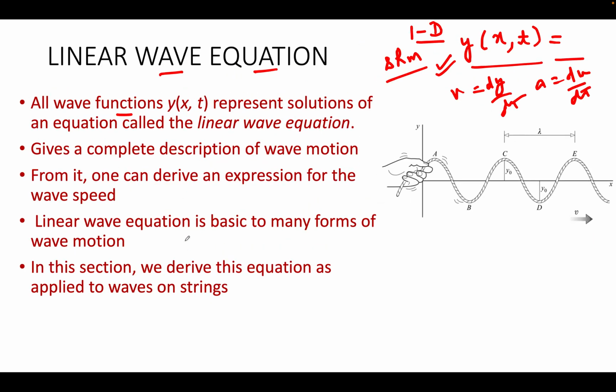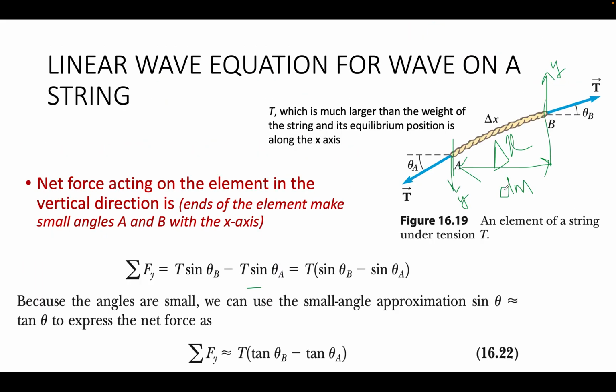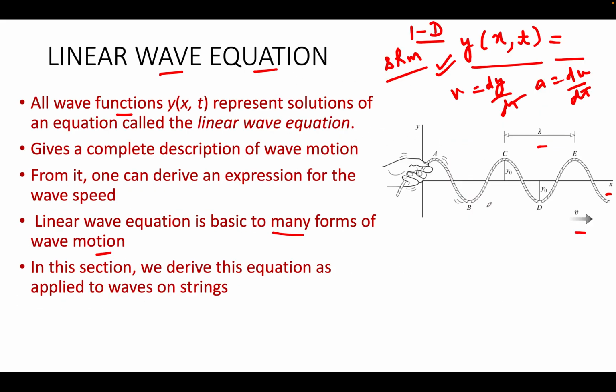So the linear wave equation is basic to many forms of wave motion. That is the reason we want to devise this equation. As you can see here, we are discussing the motion along the x-axis. V is the velocity, lambda is the wavelength, and y naught is the maximum amplitude of this wave motion. So we are considering a string, a part of this string, which is given a motion by this hand. So we are considering any part of it like this.